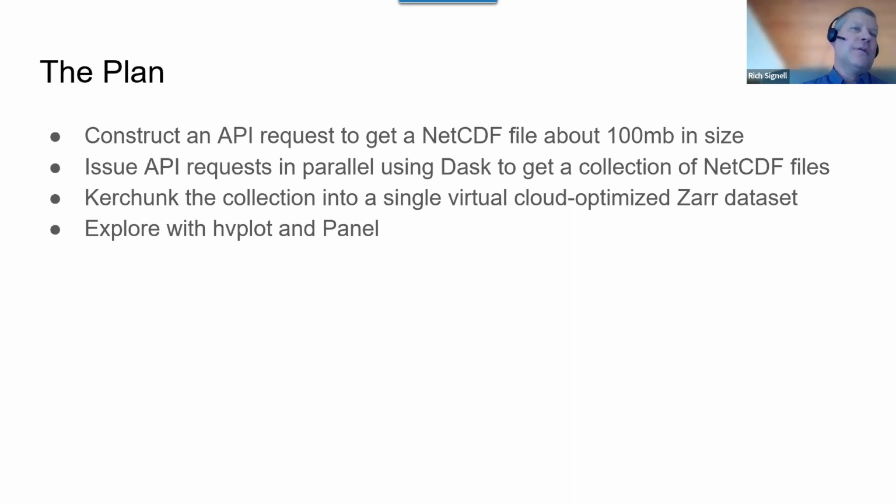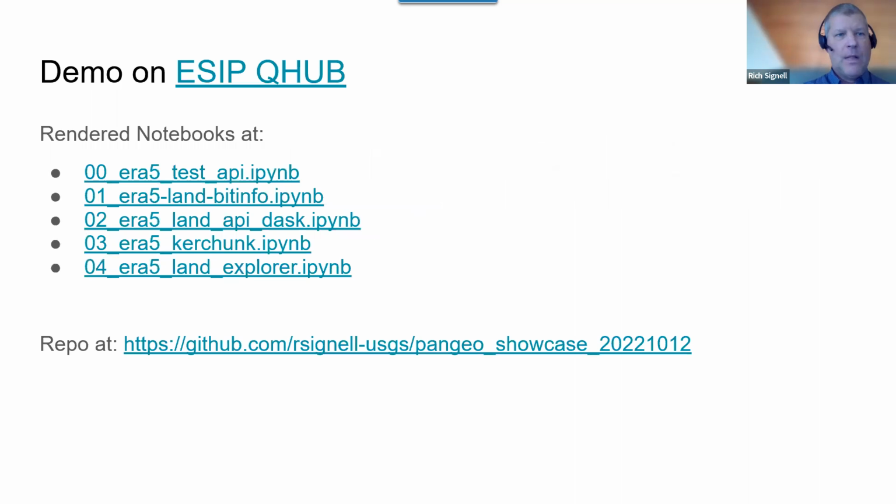We know from experience that if we have chunks in this .cdf file of about 100 megabytes, that'll work pretty well on the cloud. So my plan was to issue a bunch of API requests in parallel using Dask, get a collection of .cdf files, and then Kerchunk that collection into a single virtual cloud optimized data set. And then explore it, make sure it looks good, test it out. So let's jump into the demo.